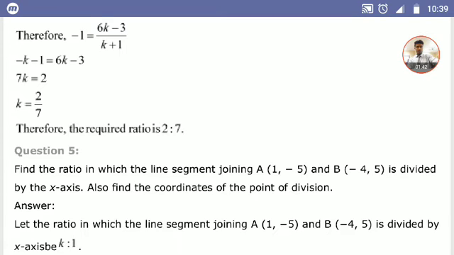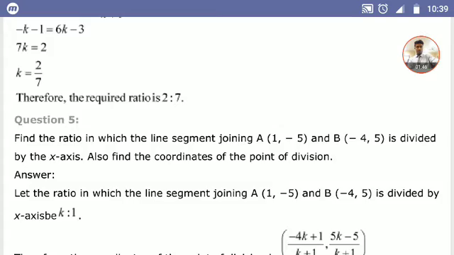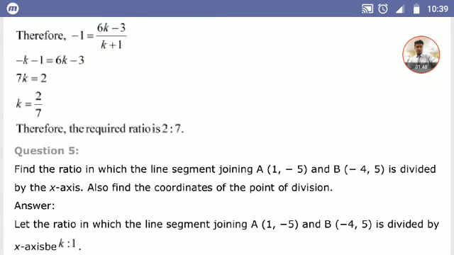Clear? Now moving on to question number 5, what we have is the ratio. Please pause the video to note it down. Question number 5 says, first copy the numerical and then come to this video. Now in question number 5, it's divided by x-axis. Okay, the points are a and b and it is divided by x-axis. So you know on x-axis y coordinate is 0. So same thing will be applied out here.